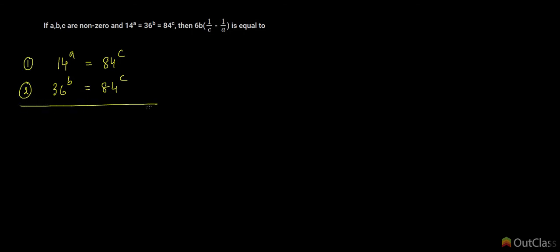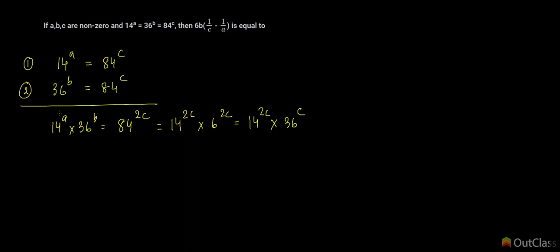So what I can do here is 14 raised to A is equal to 84 raised to C. 36 raised to B is also equal to 84 raised to C. Equation 1, equation 2. If you multiply these two equations, you will get 14 raised to A into 36 raised to B is equal to 84 raised to 2C. This 84 raised to 2C can be rewritten as 14 raised to 2C into 6 raised to 2C, which can then be rewritten as 14 raised to 2C into 36 raised to C.